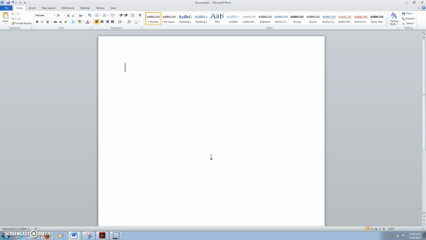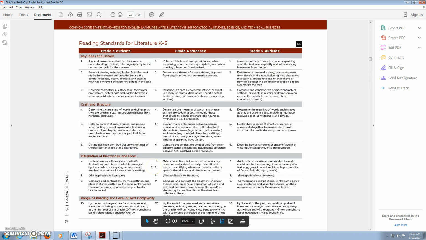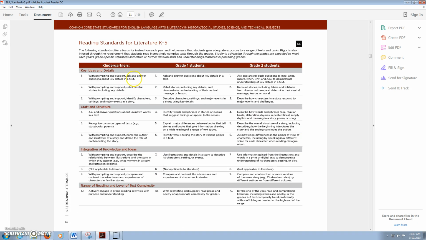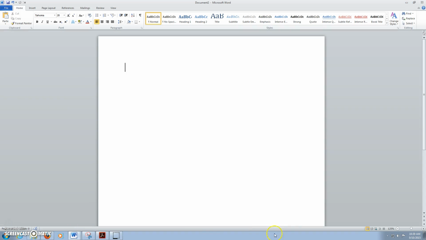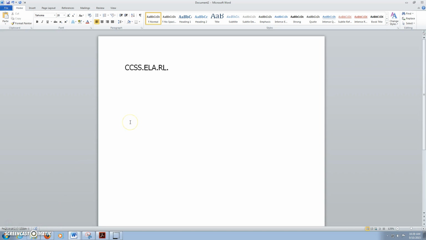I am going to look at reading literature for kindergarten, standard number 1. Scrolling back up to that. Where is kindergarten? Okay, so I'm looking at this standard here: with prompting and support, ask and answer questions about key details in a text. If I was going to include that standard in my lesson plan, I would write it out like this to designate which standard I'm talking about. I would write out CCSS, for Common Core State Standards, ELA, for English Language Arts, RL is the name of the strand, and again, you find that information in the upper right-hand corner. In this case, our standard is about reading literature, so it's RL.